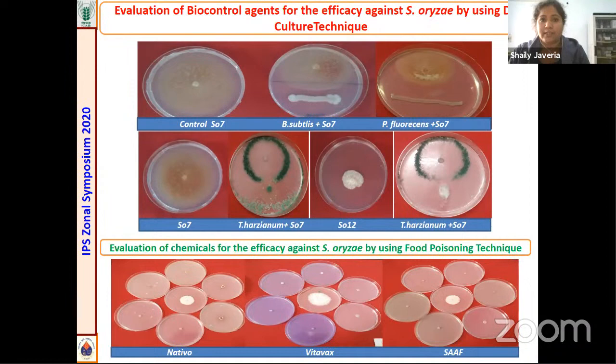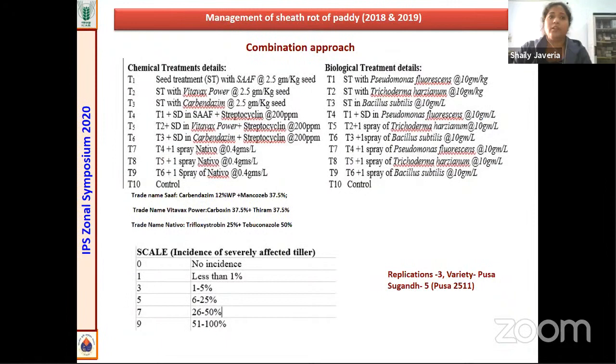And as compared to the chemicals using the food poisoning technique, we found the chemical SAF, a combination of carbendazim and mancozeb, carbendazim 12% and mancozeb 37.5%, to be the best chemical to control Sarocladium oryzae at 50 ppm, the minimum concentration we tested. So these are the combination approaches which we followed in our experiment.